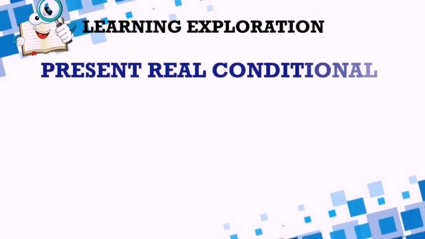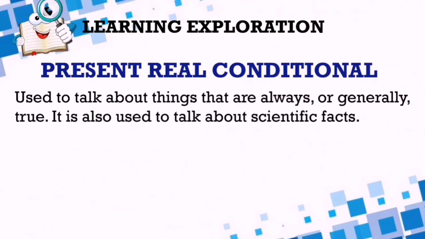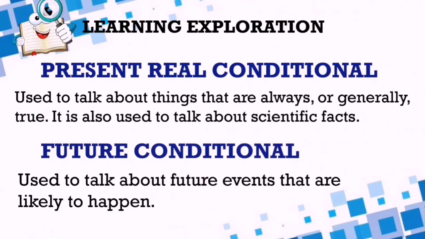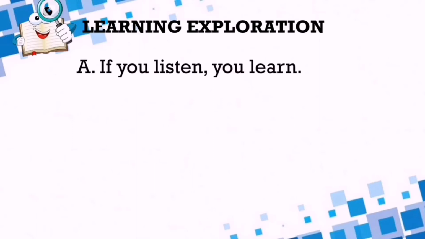Last week, we discussed the first two types of conditional sentences. The first one is the present real conditional, which is used to talk about things that are always or generally true. It is also used to talk about scientific facts. The second one is the future conditional, which is used to talk about future events that are likely to happen. Here are the following examples for present real and future conditional.